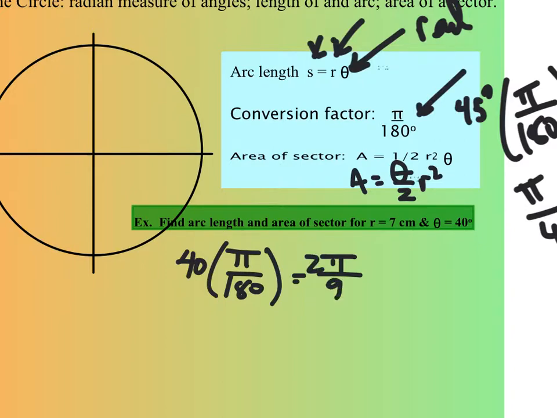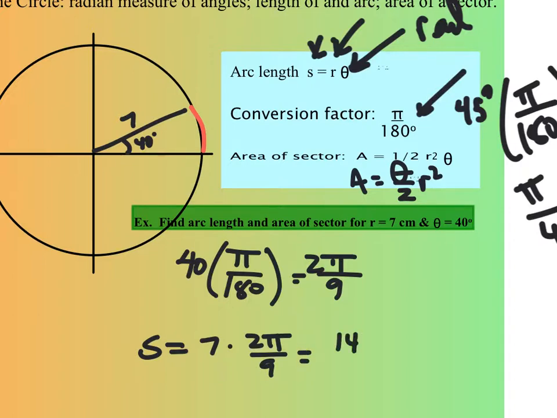Okay, so if I want to find the arc length of this thing, let's say this is 40 degrees, and I have a radius of 7, then this arc length would be r theta. So 7 times 2 pi over 9, which would be 14 pi over 9, which is 4.89, what is it, centimeters? Yep.